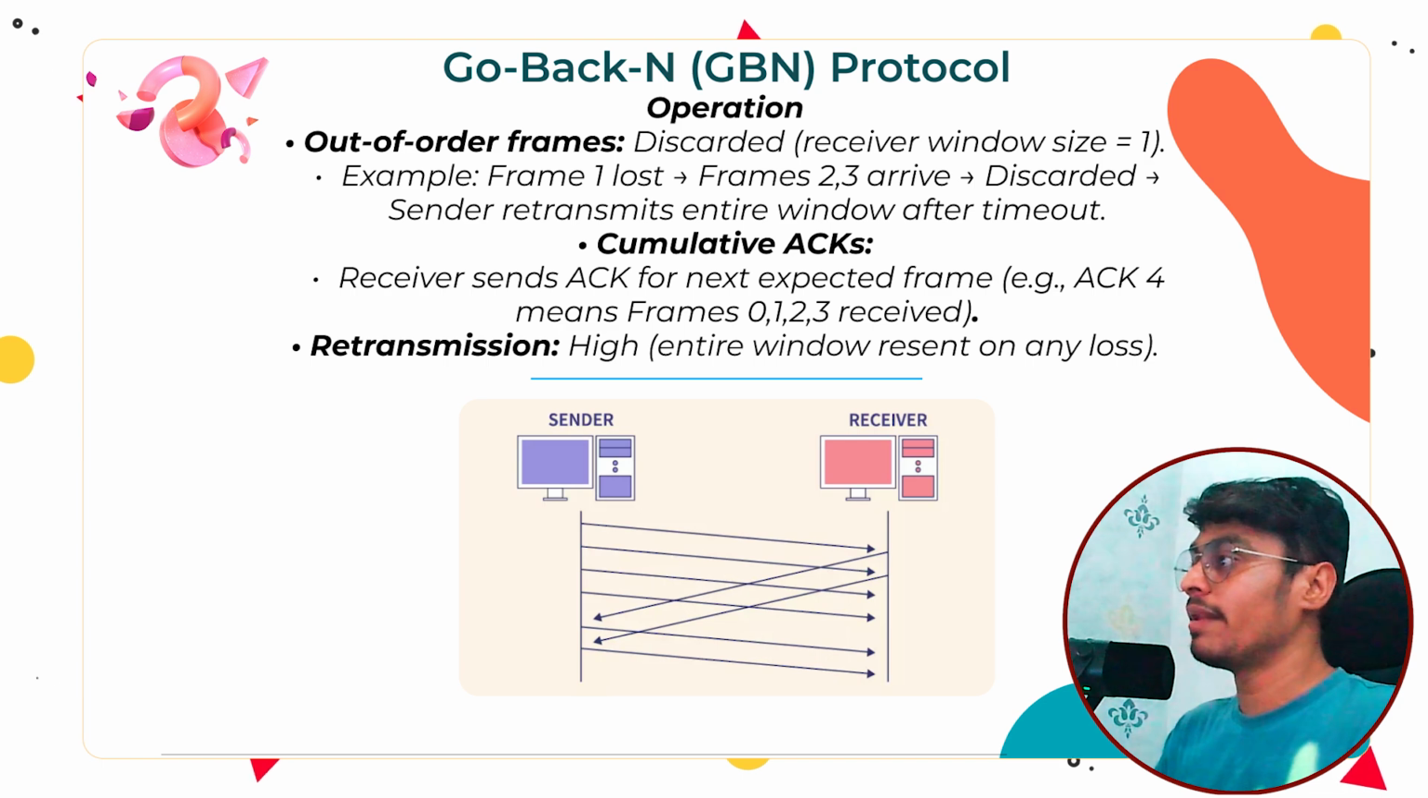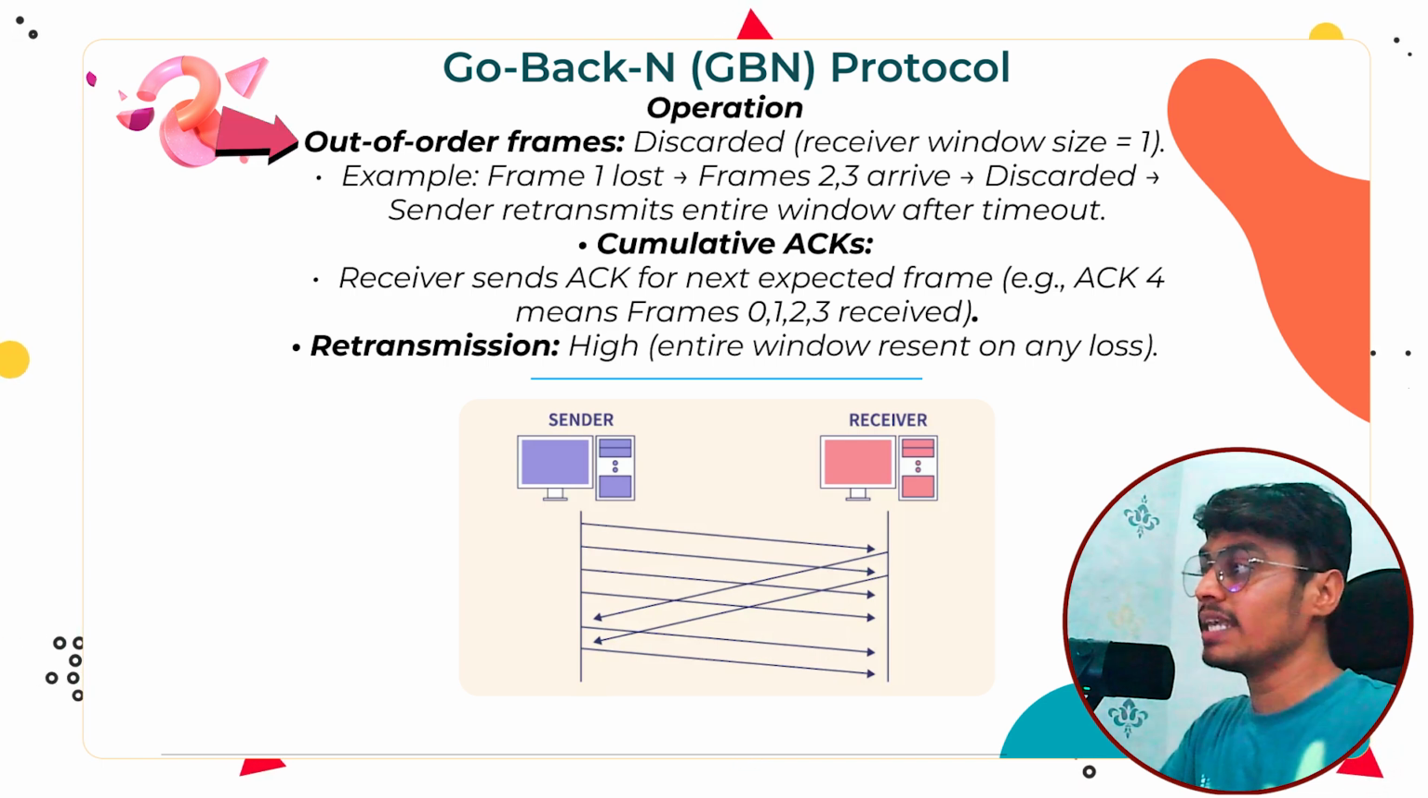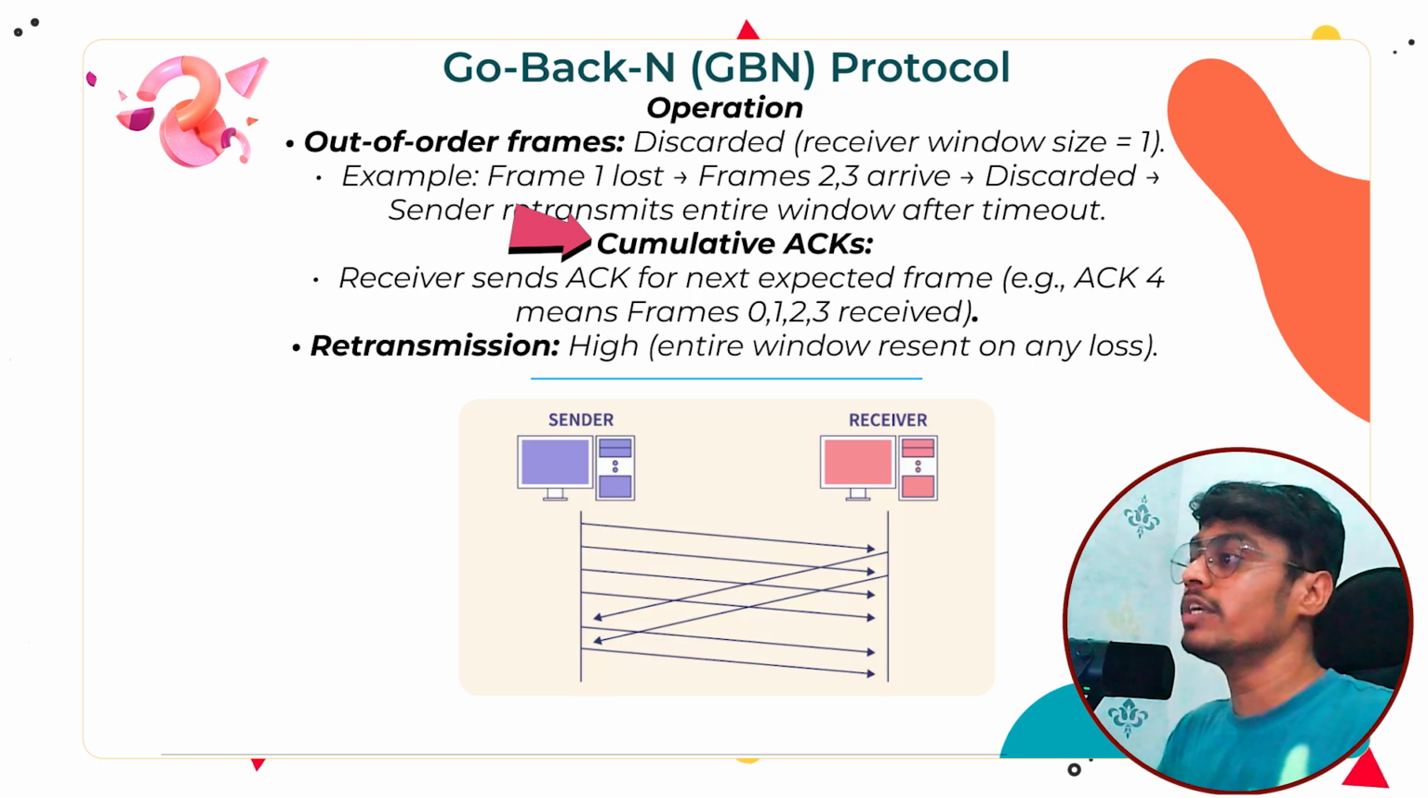Okay, now remember these important points about Go-Back-N. Out of order packets. Can the receiver accept out of order packets? Before that, what is cumulative acknowledgement? Let me explain with an example.